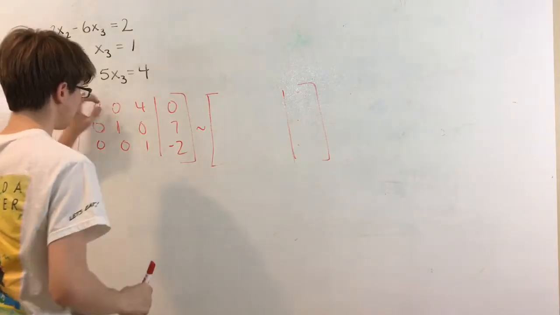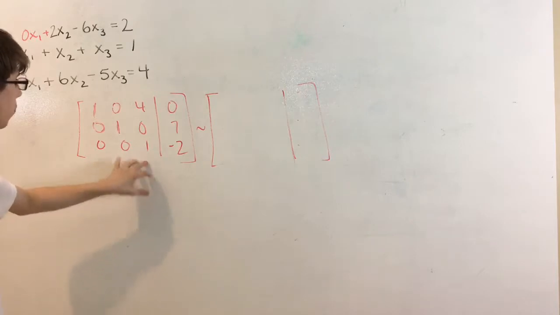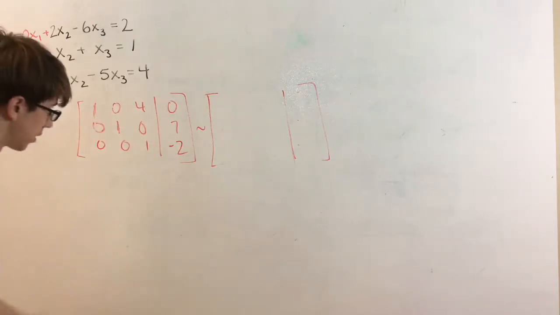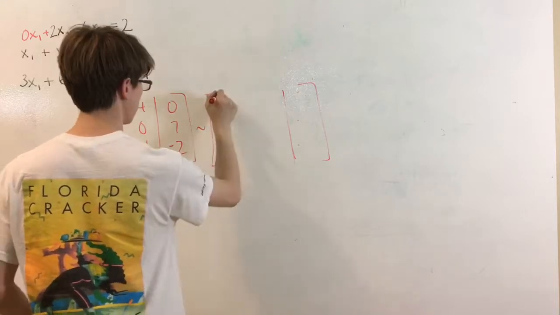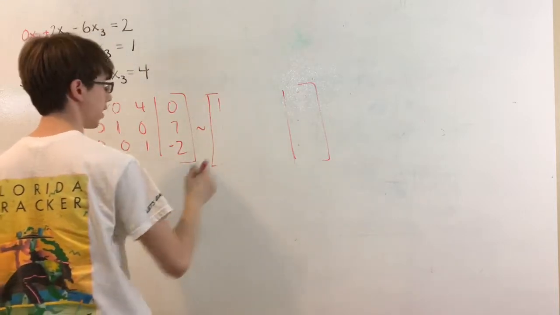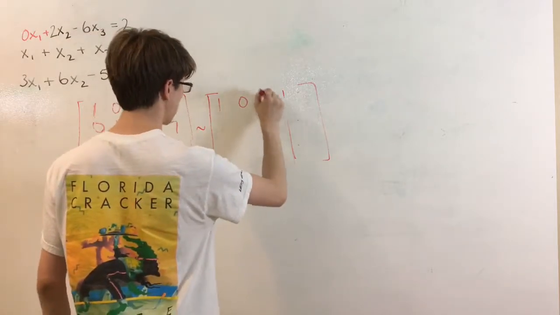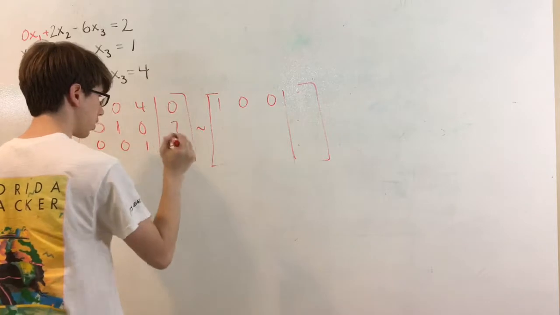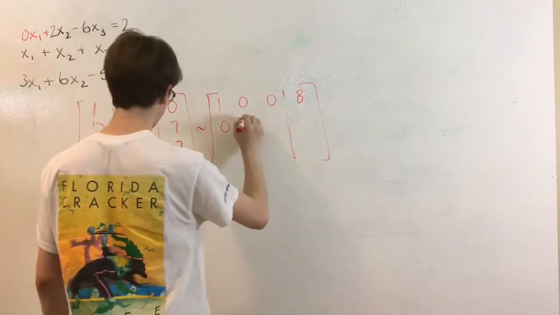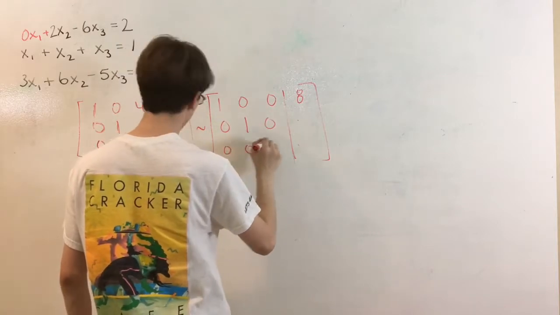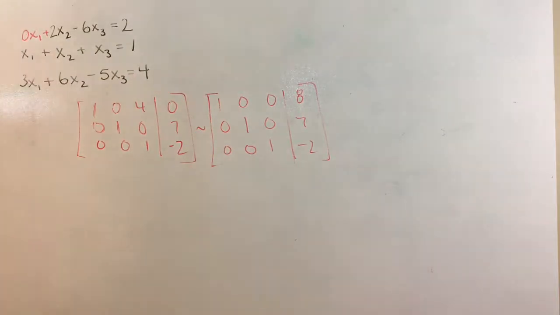So we'll do this plus -4 times the bottom row. And why -4 times the bottom row? Because 4 plus -4 is 0. So we'll do 1 plus -4 times 0, so that's 1. 0 plus -4 times 0, that's 0. 4 plus -4 times 1, that's 0. 0 plus -4 times -2, that's 0 plus 8, so that's 8. And then we just continue with each row, 0, 0, 1, 7, and -2. Okay, so we have 8.